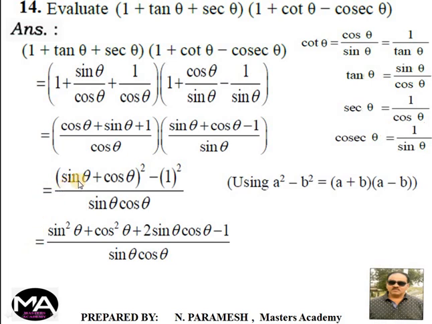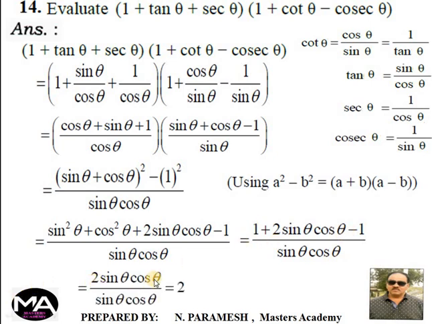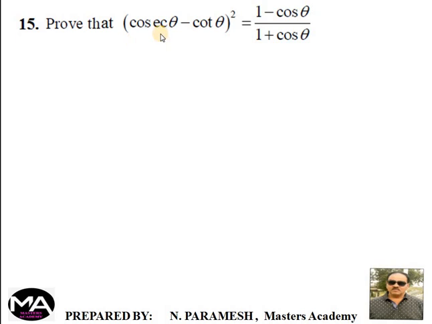By using the A plus B whole square formula, A square plus B square plus 2AB: sin square theta plus cos square theta plus 2 sin theta cos theta minus 1 square, divided by sin theta cos theta. Sin square theta plus cos square theta is 1, so 1 plus 2 sin theta cos theta minus 1 divided by sin theta cos theta. Plus 1 and minus 1 get cancelled. 2 sin theta cos theta divided by sin theta cos theta gets cancelled. 2 is the answer.